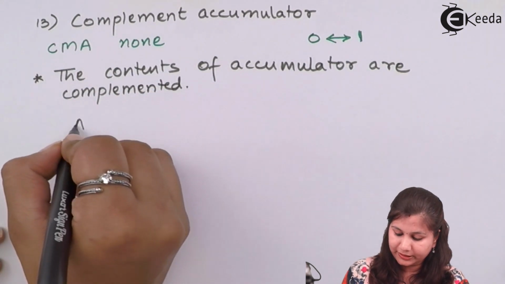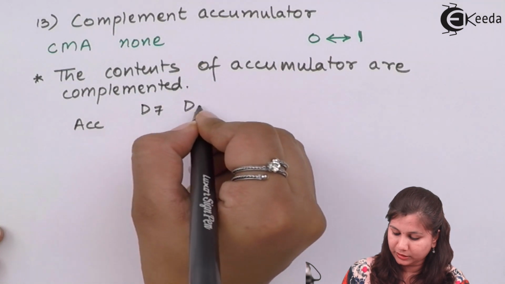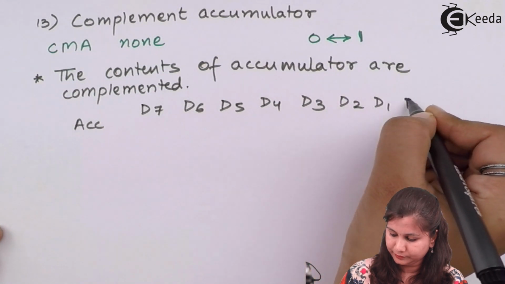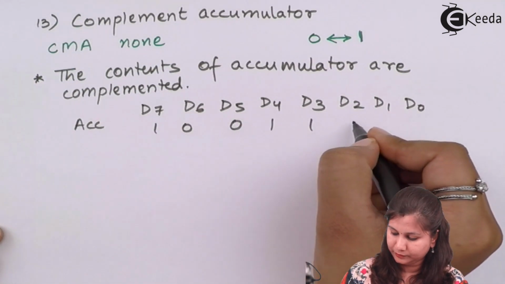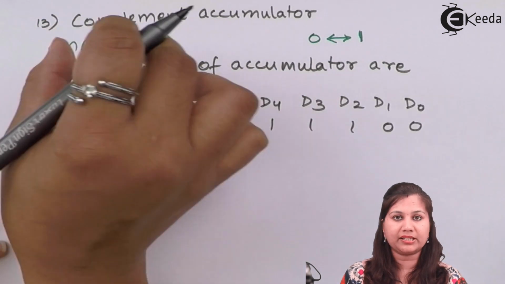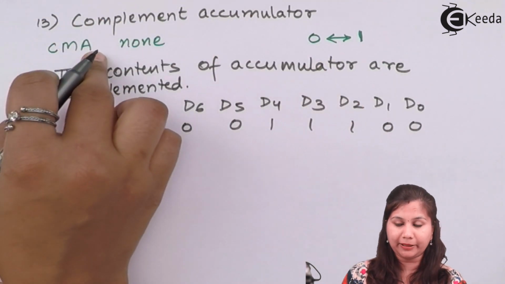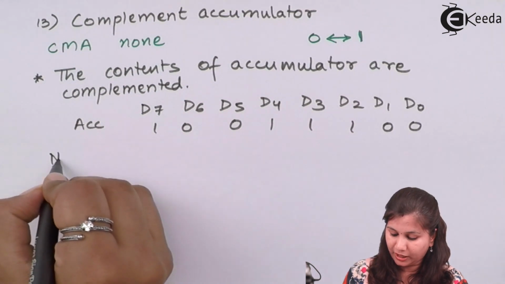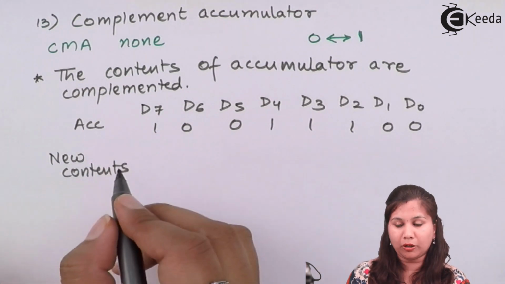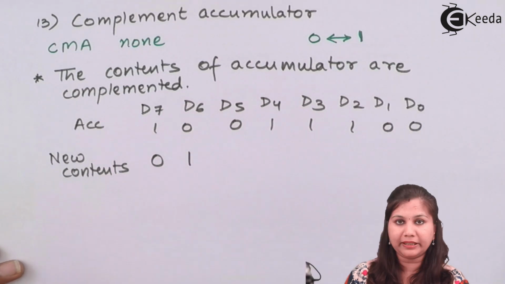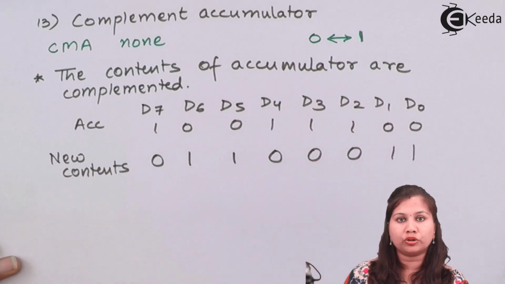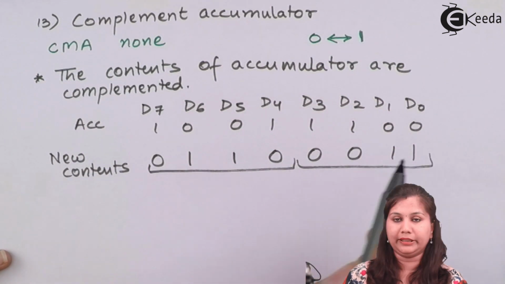Suppose that the accumulator is having some contents. This is the content of the accumulator. Now when we are using this instruction, complement the accumulator, that is CMA, the new contents of the accumulator are: 1 is complemented, it will become 0, 0 will become 1, 0 will become 1, 1 will become 0. So this is the new contents of the accumulator.